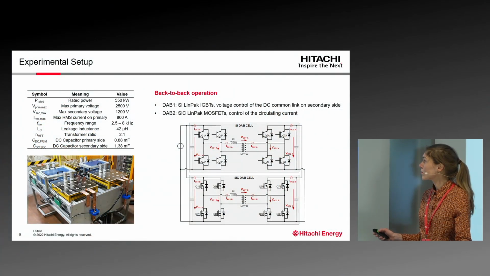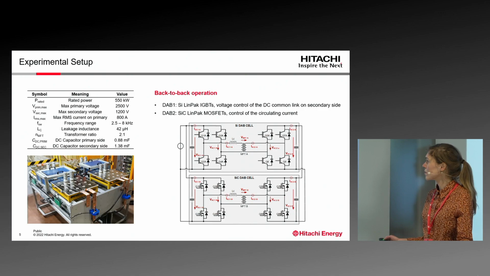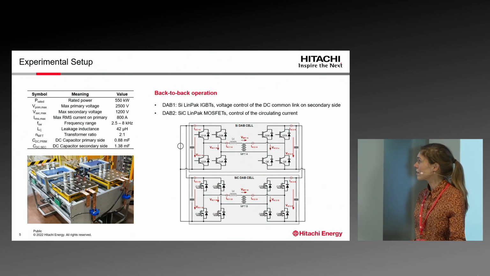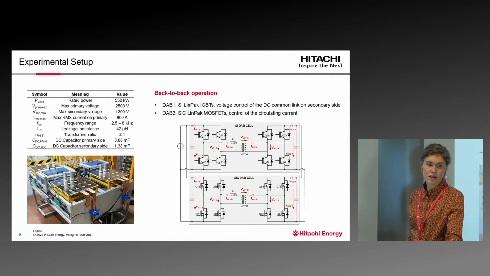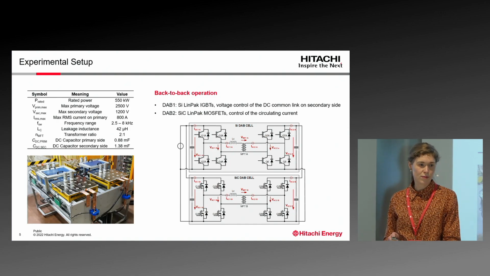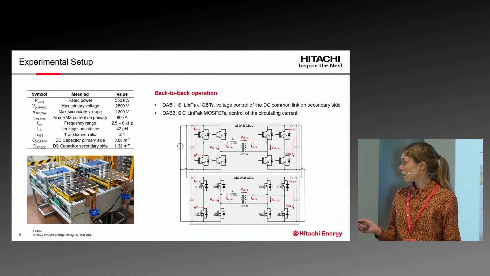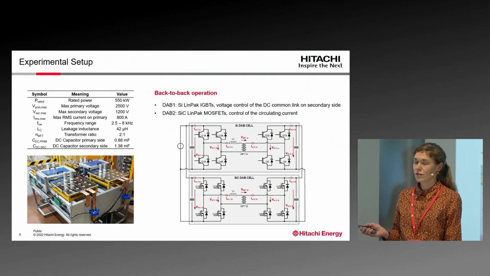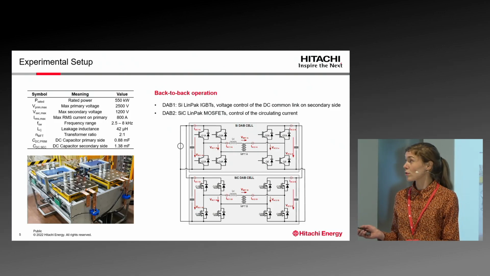In the top one, cell 1 controls the DC link voltage, and the second cell controls the circulating current. And that's quite nice because in this back-to-back configuration with our source, we only have to feed the losses of the system, and we don't need very much energy to run this experiment.